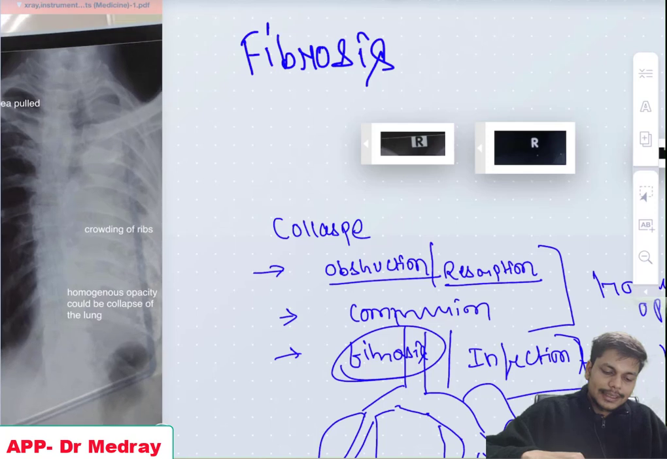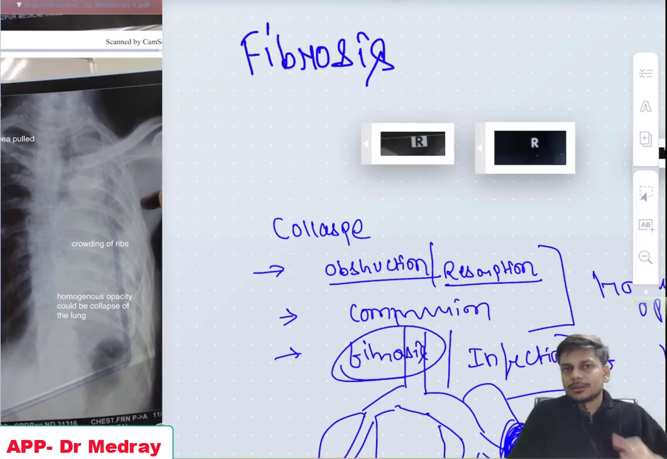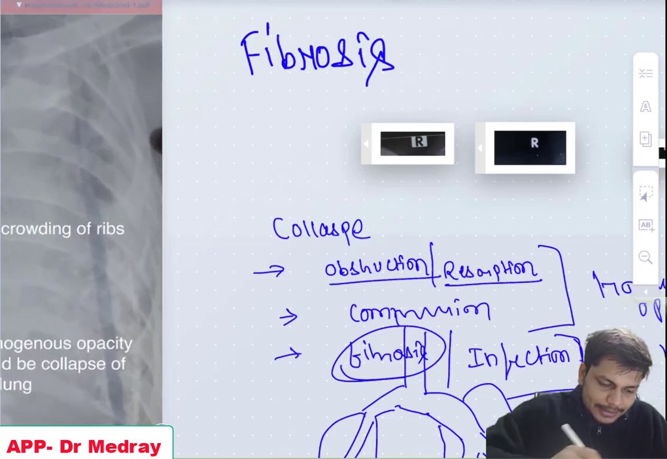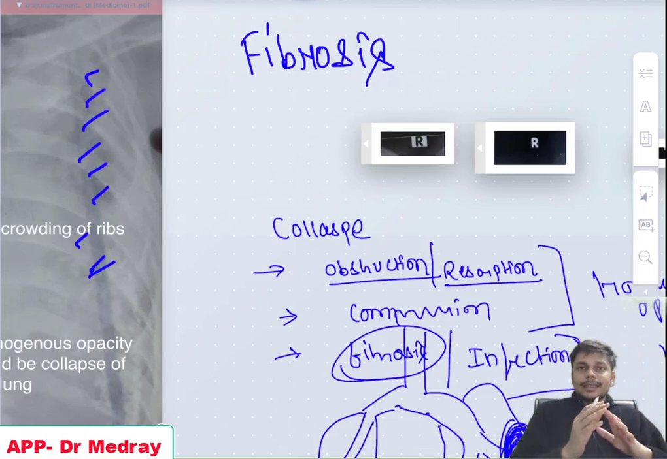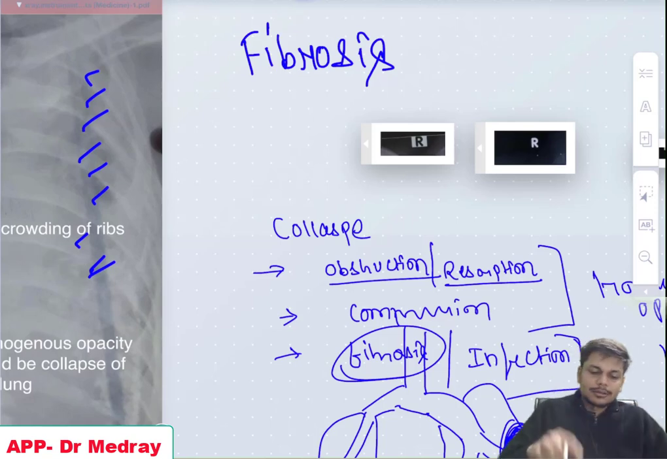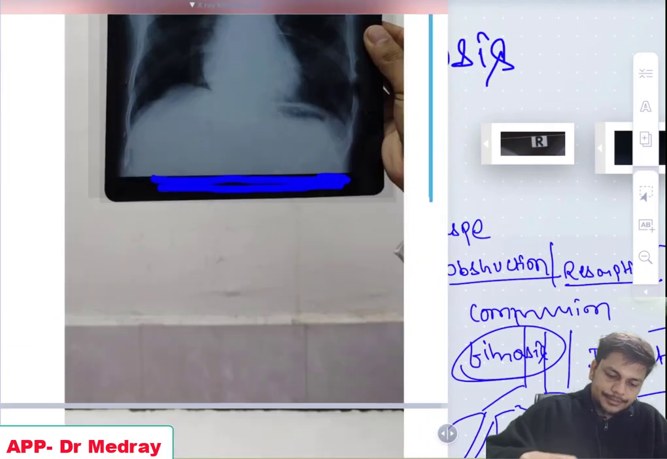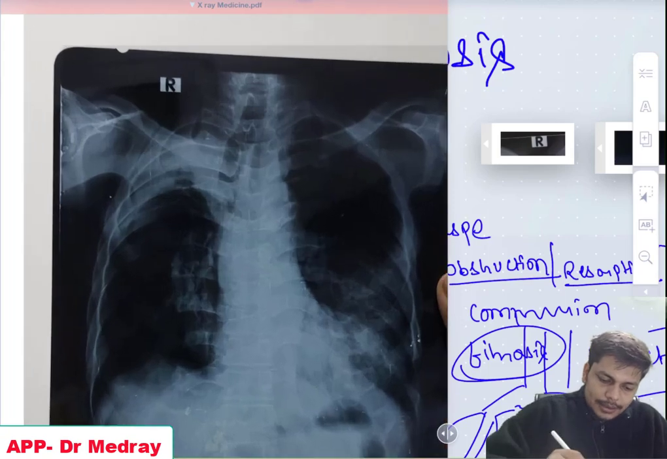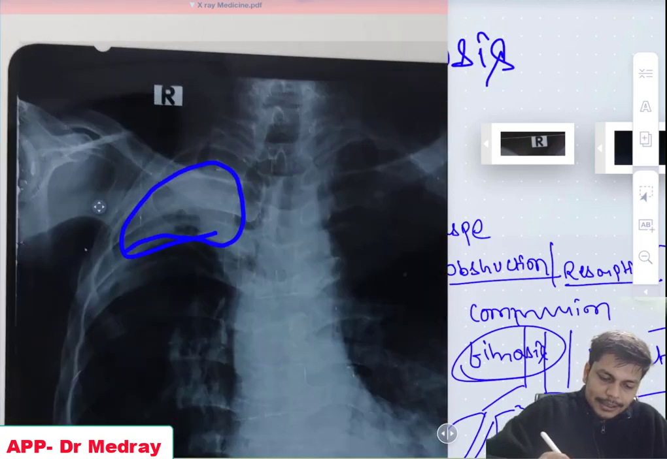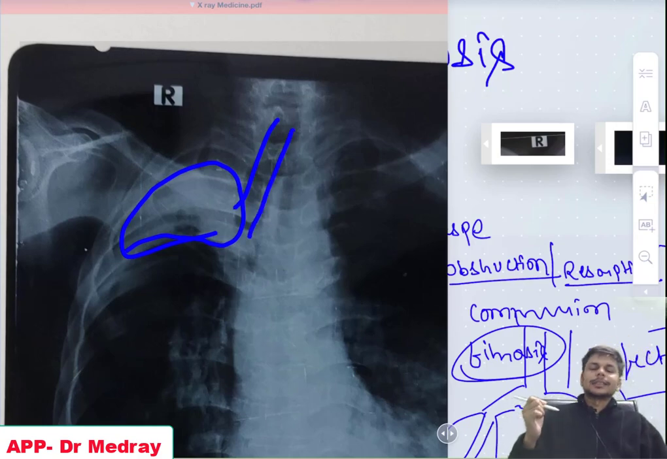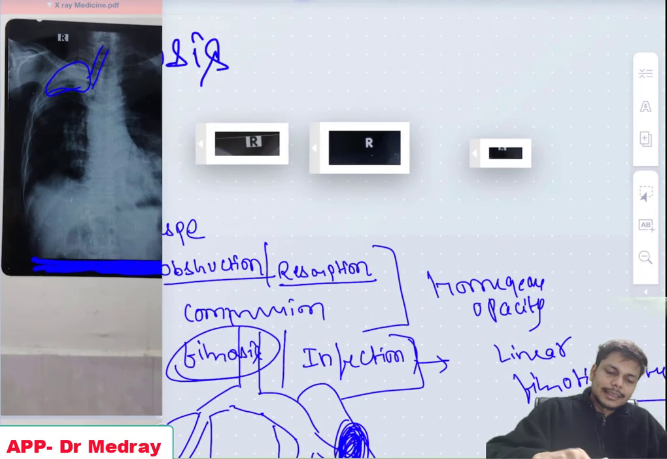And this collapse is most likely because of mixed pathology. It can be because of obstruction as well as fibrosis. There is homogeneous opacity, and you can also see a linear fibrotic band in this image. So never assume that only one mechanism is working. The patient might have different mechanisms, cicatrization also, compression also. So there is collapse. Can you see this image? There is a linear, homogeneous opacity pulling the trachea towards the same side. So the patient has collapse.